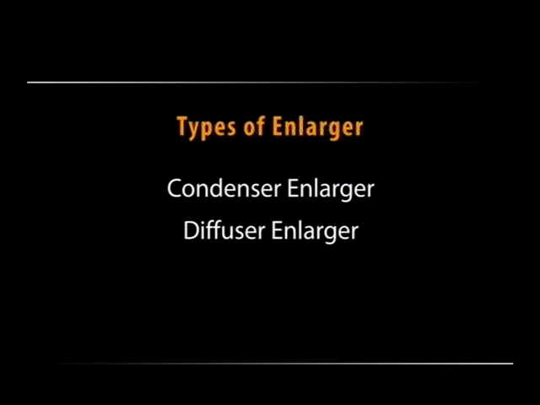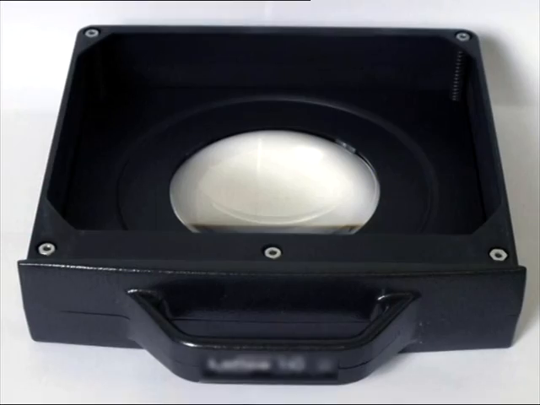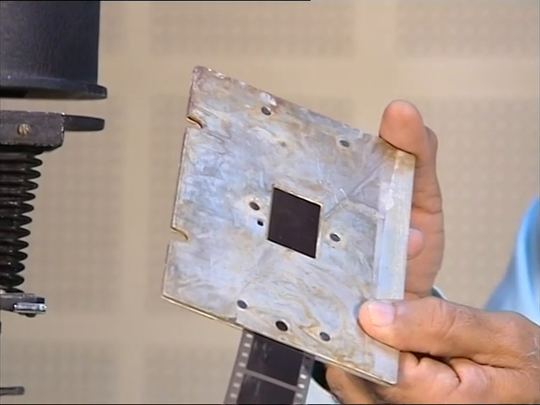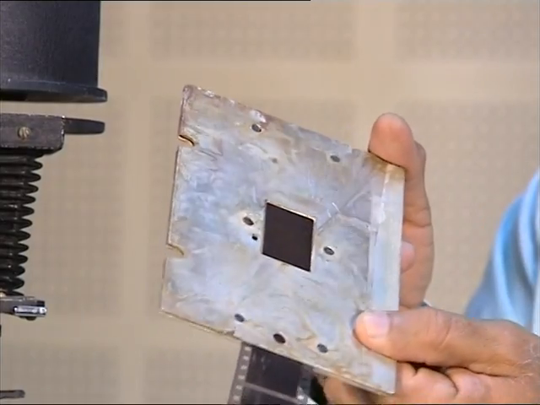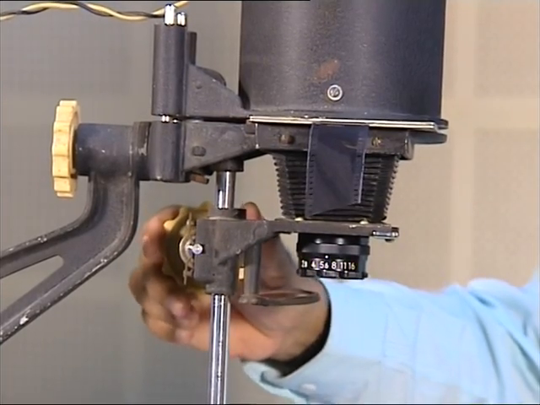There are two types of enlargers: first, the condenser type, and then the diffuser type. A condenser enlarger has basically four elements. Firstly, the light source. Secondly, the condensing lens. Thirdly, a flat piece of metal to hold a negative, and fourthly, the lens itself, through which the image is projected.